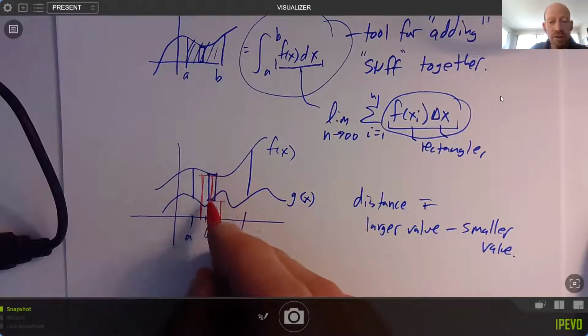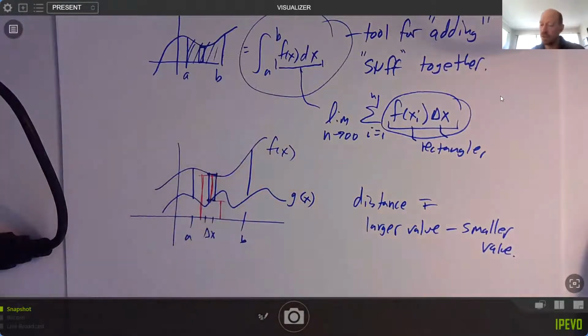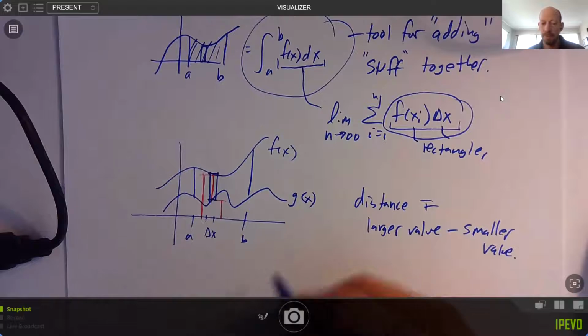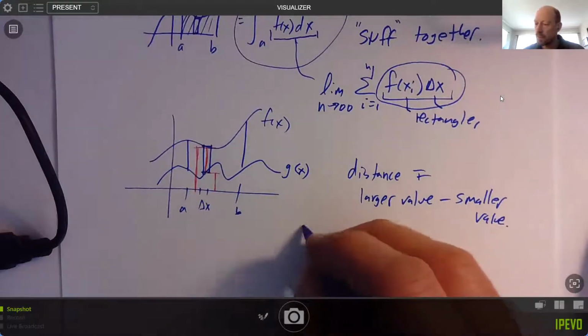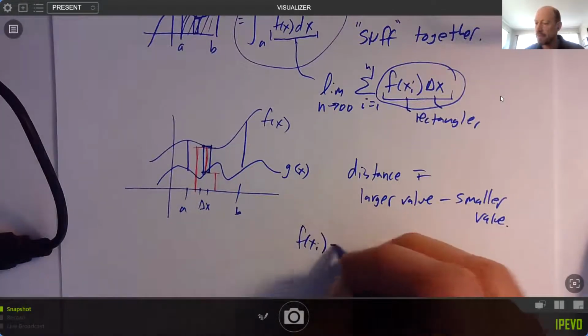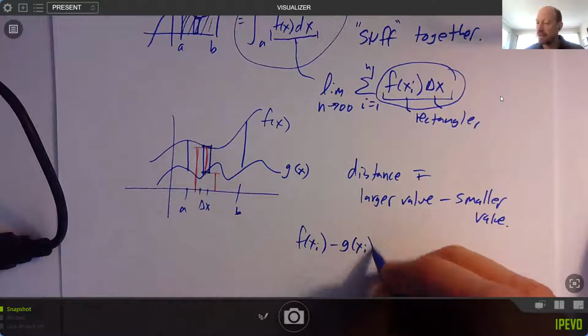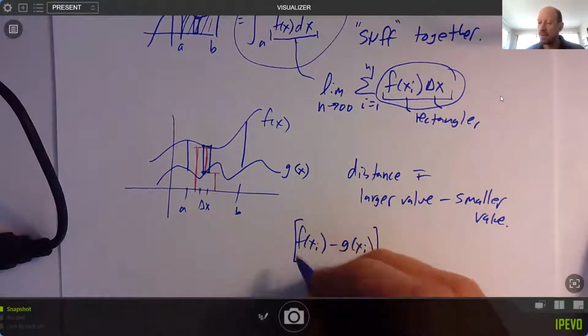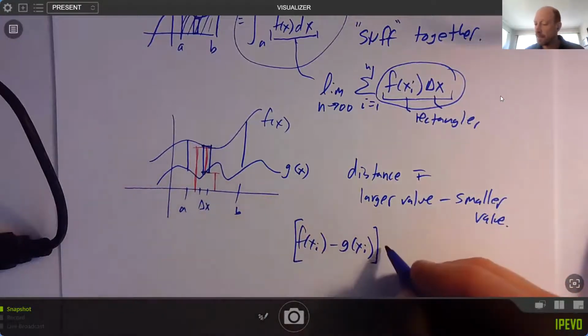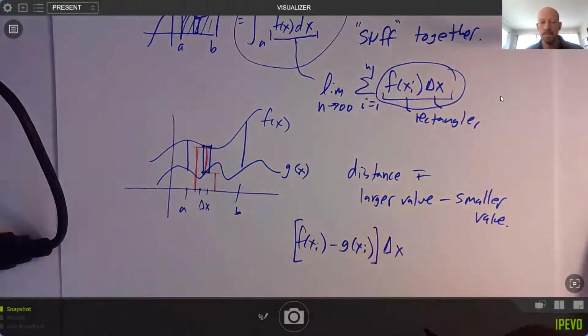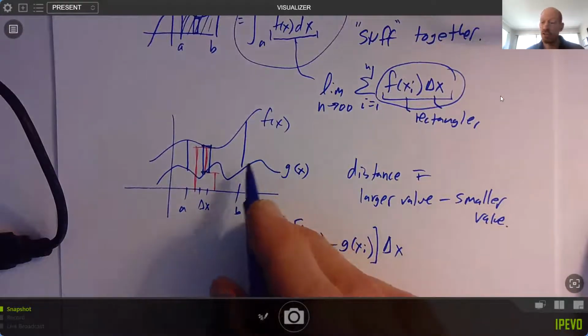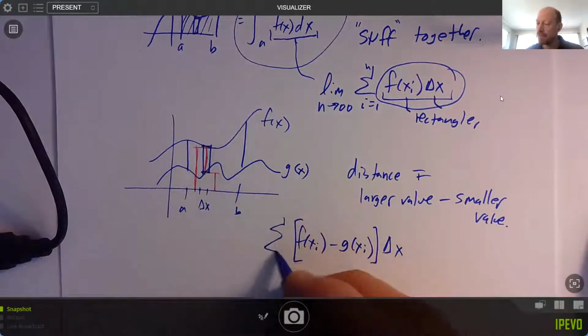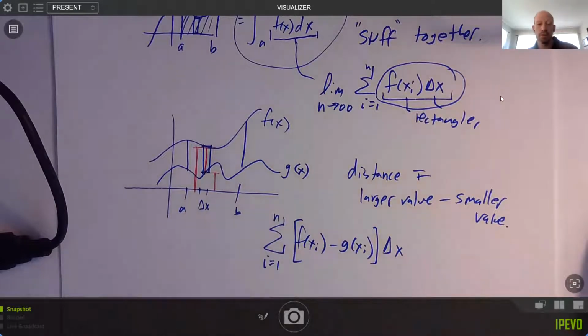So the area of this little rectangle is going to be that height, f of x sub i minus g of x sub i, times the width. And then to get the area between the curves, I want to add up all of those values. This is an approximation.